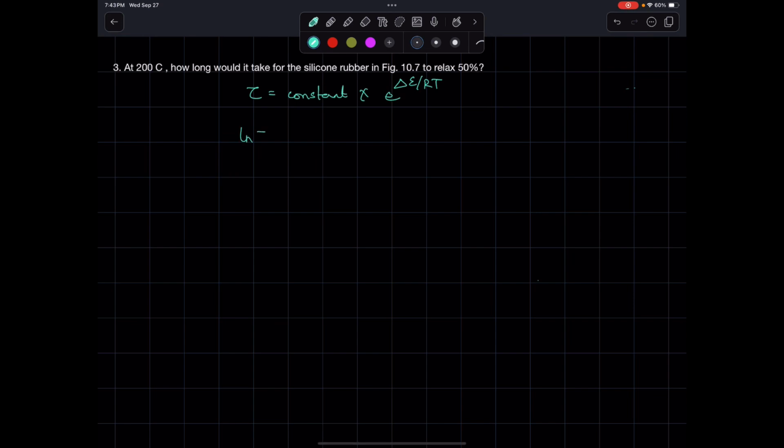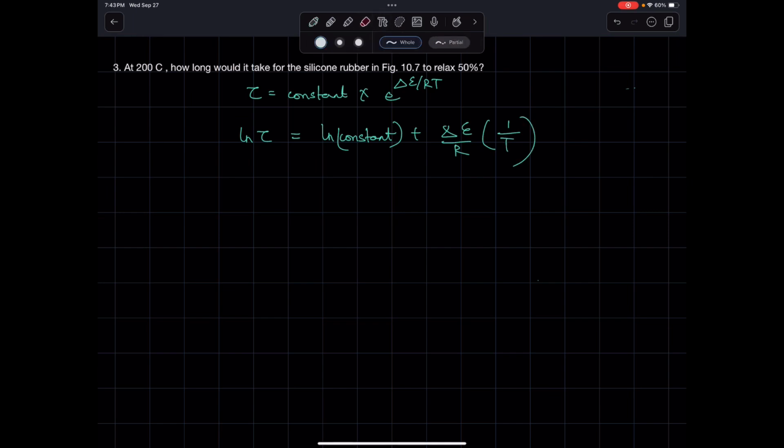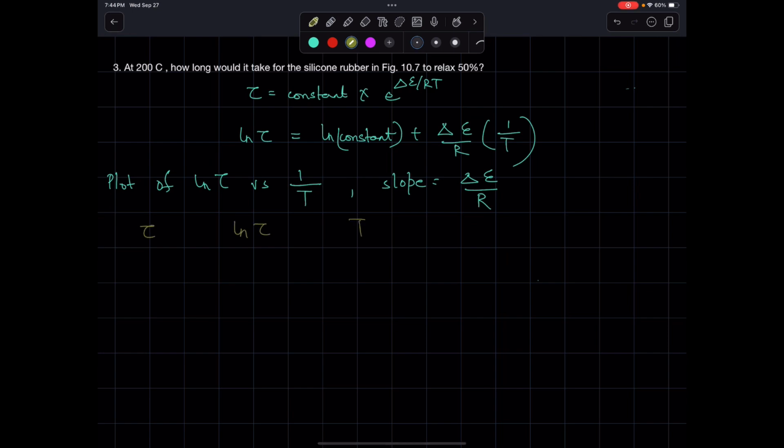Taking ln on both sides, we can say ln tau equals ln of the constant plus delta E over R times 1 over T. So if we plot a graph of ln tau versus 1 over T, the slope will be delta E over R. Okay, let's try to do that with the values that we have. We have tau, ln tau, temperature in centigrade, temperature in Kelvin, and 1 over T.